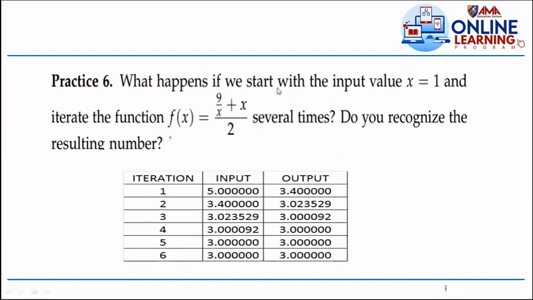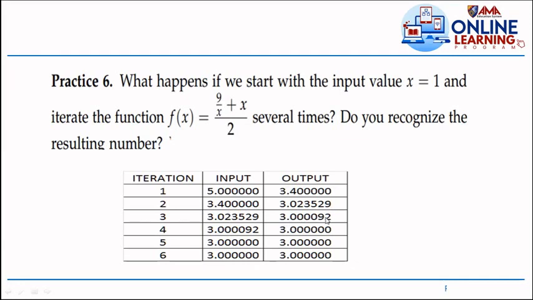What happens if we start with the input value x is equal to 1 and iterate the function of x is equal to 9 all over x plus x all over 2 several times? Do you recognize the resulting number? Okay? So, first iteration, 9 divided by 1 plus 1 divided by 2. Ang output natin is 3.4. Okay, so hindi siya pareho. Second iteration, input 3.4, output 3.02. Hindi pa rin. Third iteration, 3.02 input, output 3.0092.